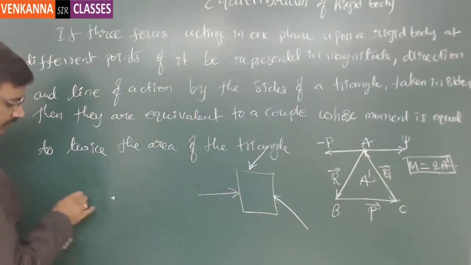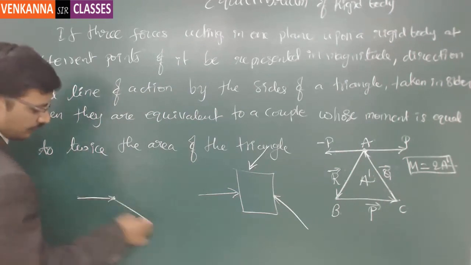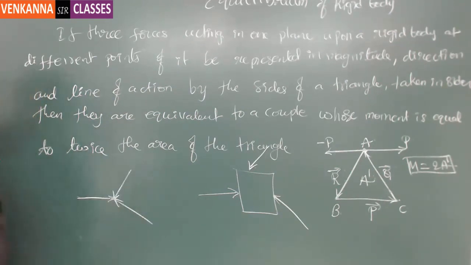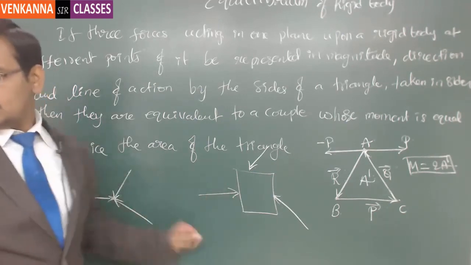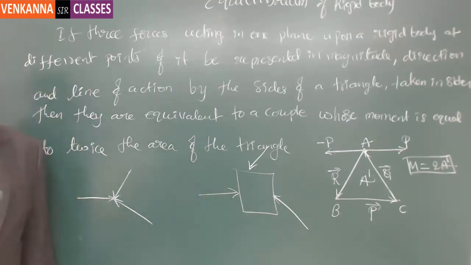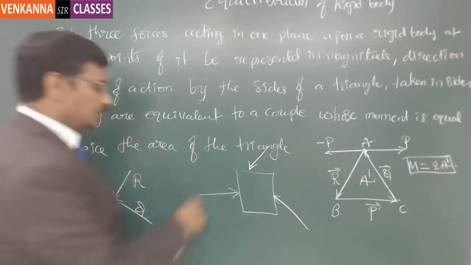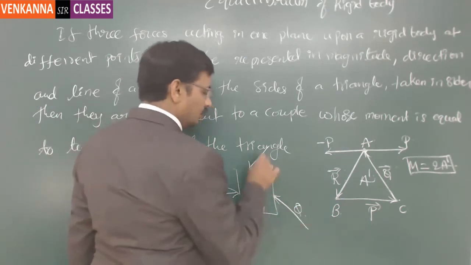This, versus, there is one force acting on this, one more force acting like this, and one more force acting like this. Now what is the difference between these two? Here there is a single point where all the forces are acting. Now this is P, this is Q and this is R. Here also this is P, this is Q and this is R.